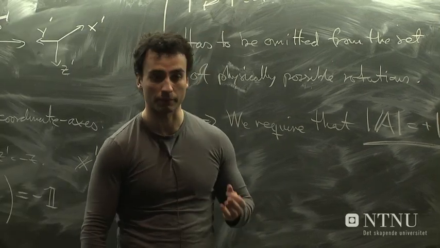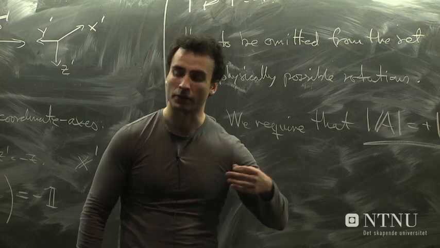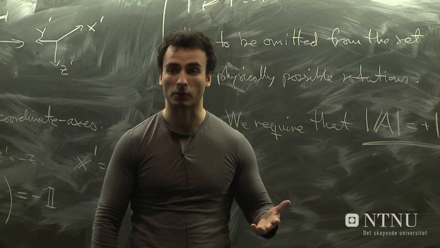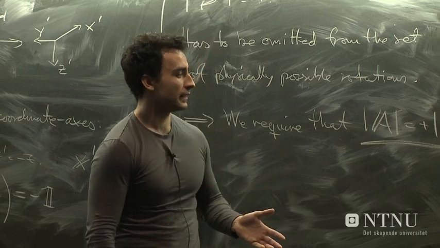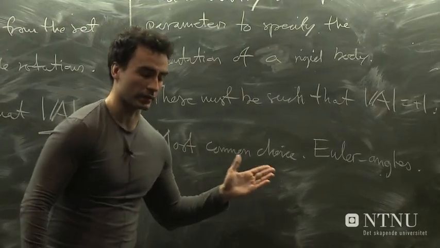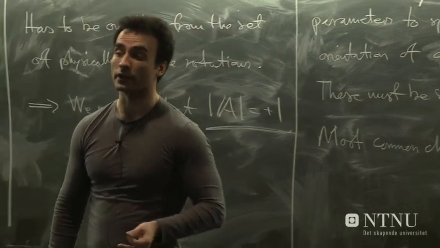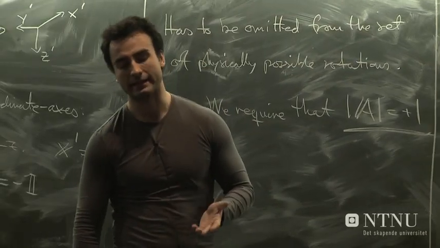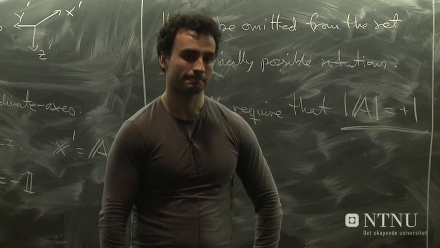And these coordinates must be such that the determinant of the corresponding transformation matrix is equal to +1 and not to -1. And as we will see in the next lecture, the most common choice for this are the Euler angles. And we'll have a detailed look at them next time.